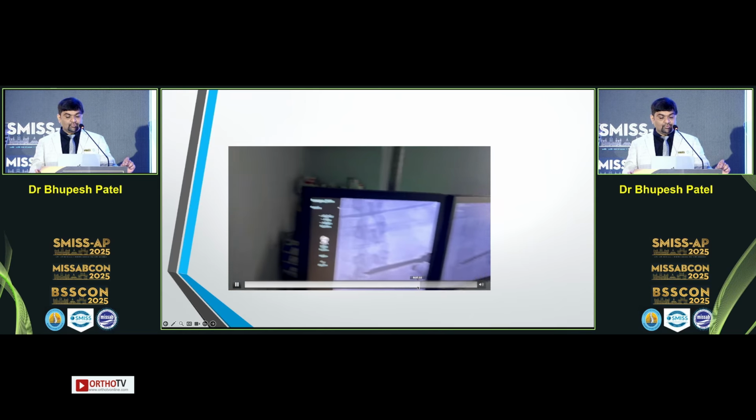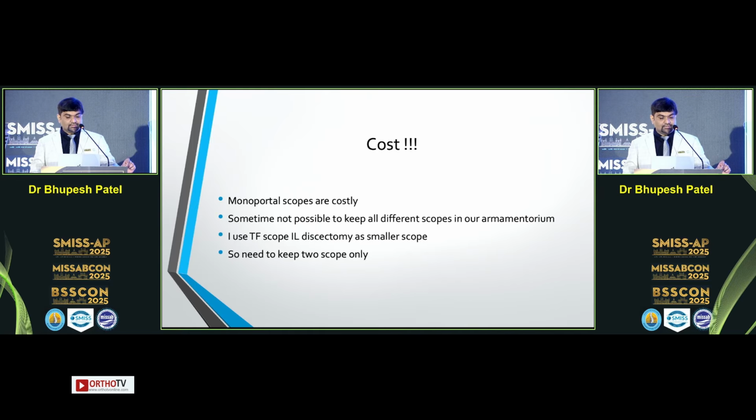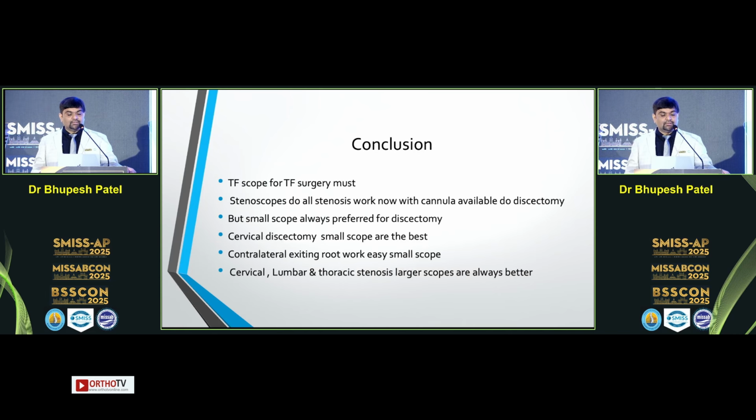You can see we are almost reaching the contralateral side. So that's very easy. Again, cost: the monoportal scopes are costly, but I use the transforaminal scope for all the smaller scope work. We don't need an extra scope, and one scope for the stenosis. The transforaminal scope is for transforaminal surgery. The stenoscope does all the stenosis work, but a smaller scope is always preferable for discectomy. For cervical discectomy I use a small scope, and for contralateral work, a smaller scope. For cervical, lumbar and thoracic stenoscopy, larger scopes are better.